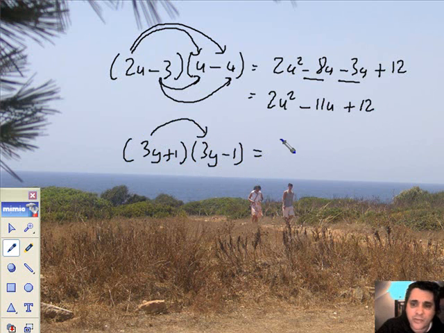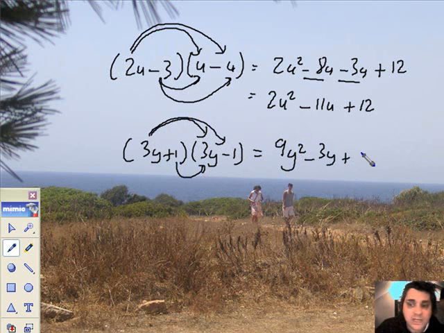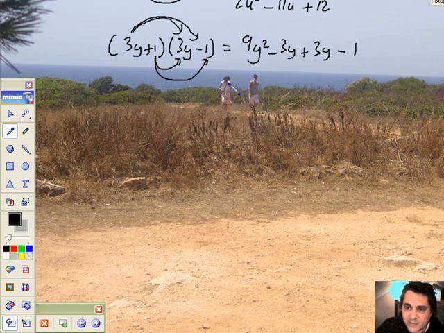3y times 3y, well 3 3's are 9, y times y is y squared. That's all there is to it. 3y times negative 1, minus 3y. 1 times 3y is plus 3y. And 1 times 1 is 1, believe it or not, but it's negative, it says minus there.